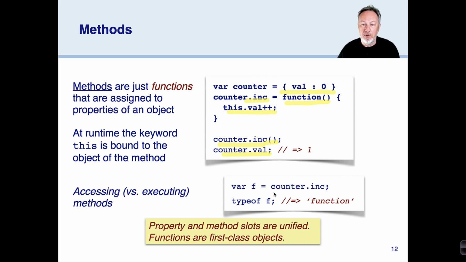Here, for example, we're accessing the inc property of the counter, but we're not invoking it. Instead, we're assigning it to f. If we ask what the type of f is, it's going to be a function. We can now invoke f, and this is going to be the same as invoking counter.inc.